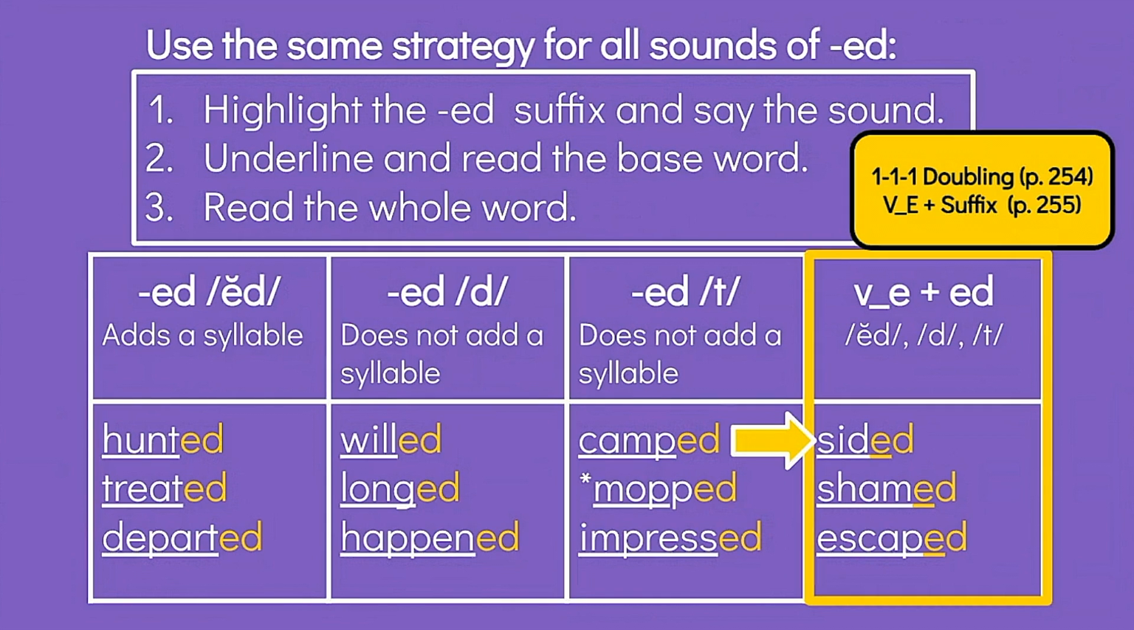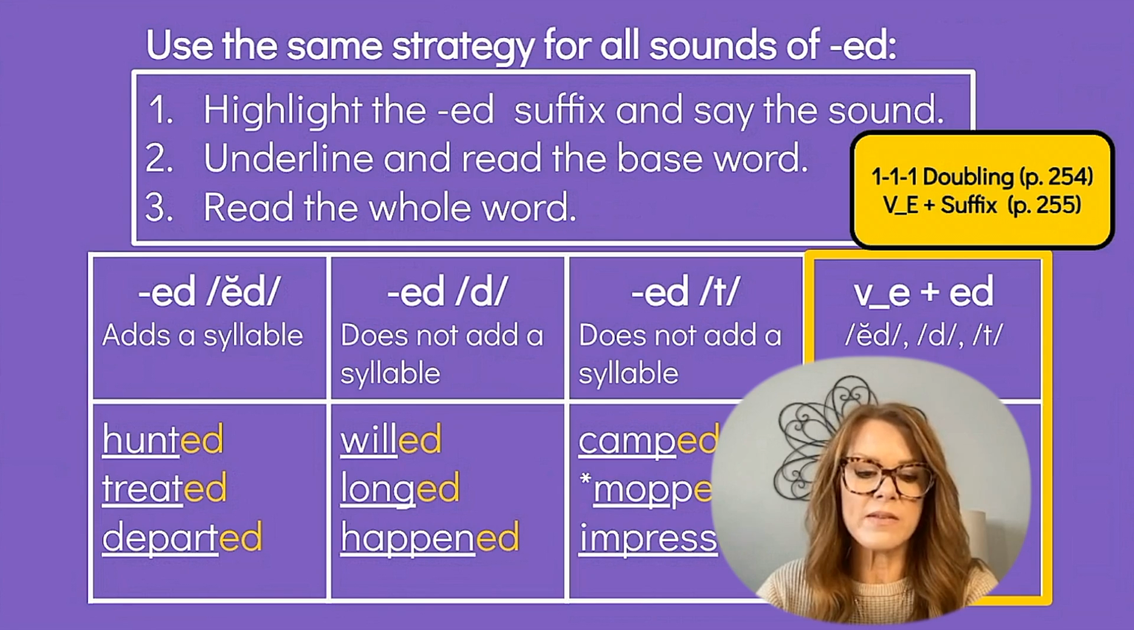For words that have vowel consonant E patterns, if you have taught the vowel consonant E plus suffix rule, you can review the rule that you drop the silent E before adding ED. For the words in this column, the ED suffixes have different sounds. The student underlines the ED, finds the base word and reads it, side, then reads the whole word, sided.